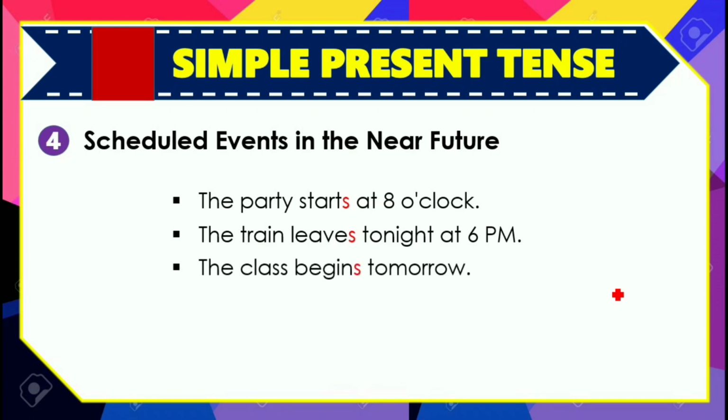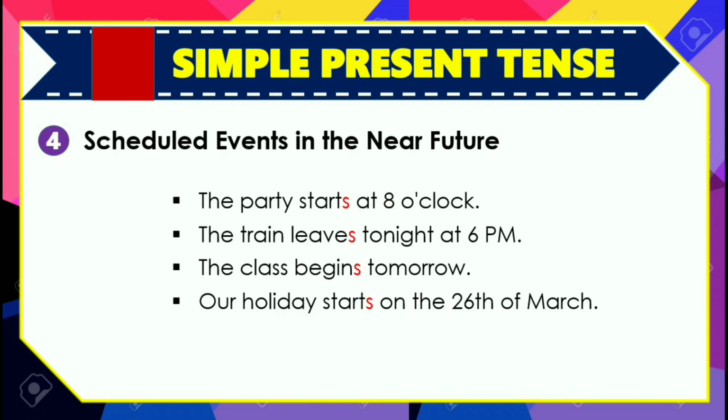Or we can also say the class begins tomorrow. Another example is our holiday starts on the 26th of March. So these are scheduled events in the future. So again, it is possible for us to use the simple present tense of the verb instead of future tense. And do not forget our subject and verb agreement here.